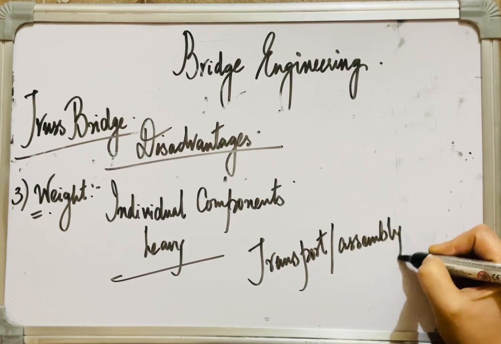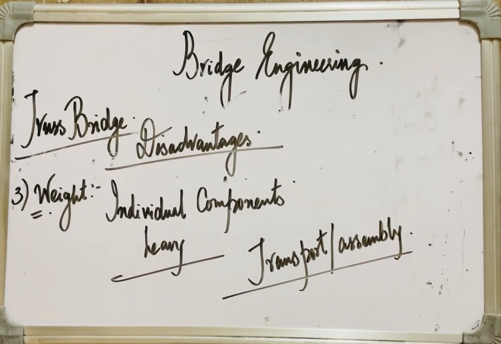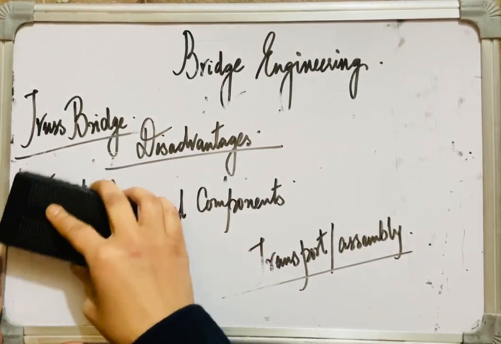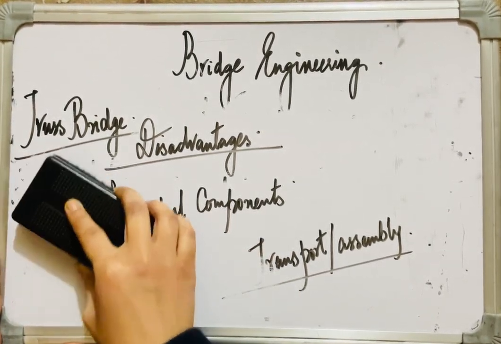Thus accounting for the disadvantage number three, that is weight, that they require significant equipment for transport and assembly. But still they use less material than the solid beam bridges or the girder bridges, but the individual components can be heavy, which require significant equipment for transport and assembly. This is the disadvantage number 3 of a truss bridge.